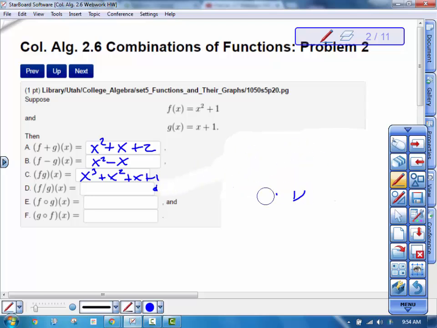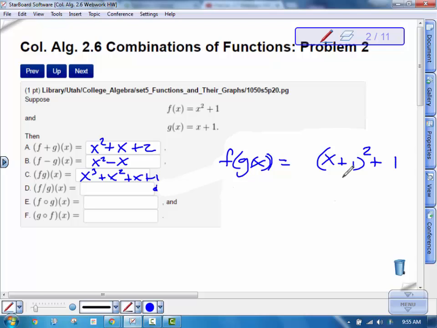And then it wants us to do the composition, so it wants us to do f of g of x. I like to write that like this. I'm taking g and I'm sticking it into f, so I'm taking x plus 1, and I'm sticking it right in for that value, so it's this right here. And it should accept that if you enter that in right here without simplification, or you can simplify it to x squared plus 2x plus 2.